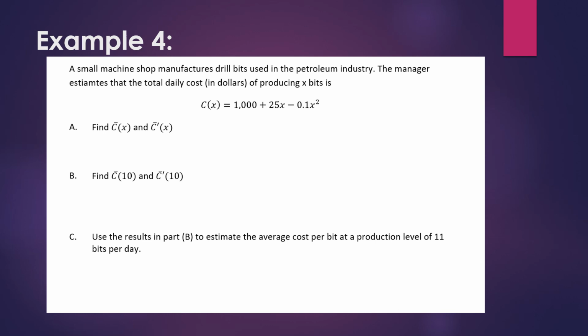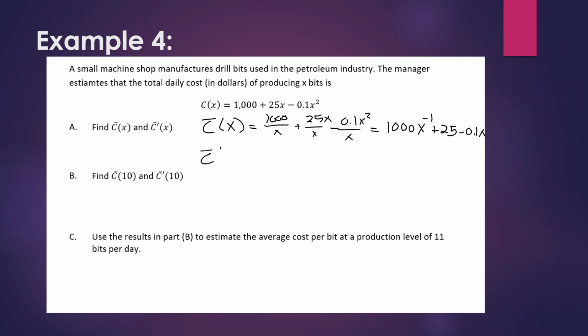So C bar, the average cost, we just divide every term by X. So we're going to get 1,000 over X plus 25X over X minus 0.1X squared over X. And we've got some reduction. The 1,000 over X, I'm going to write that as 1,000 X to the negative 1. 25X divided by X is 25. And then 0.1X squared divided by X is going to be minus 0.1X.